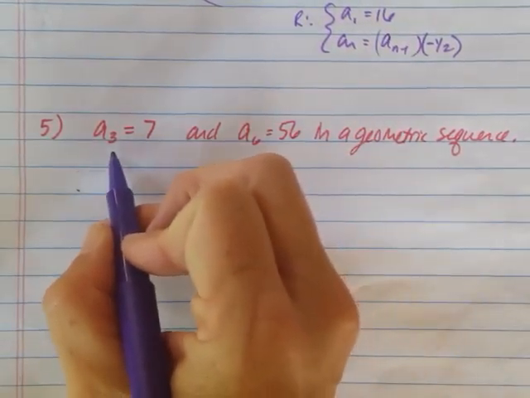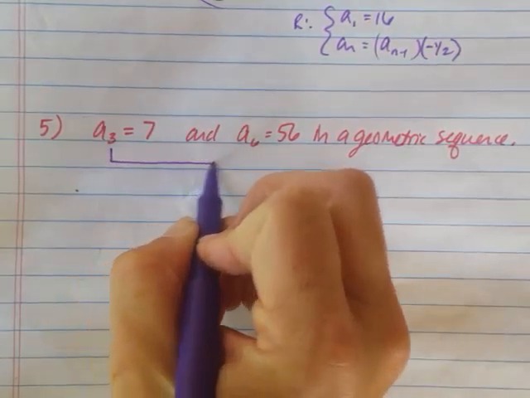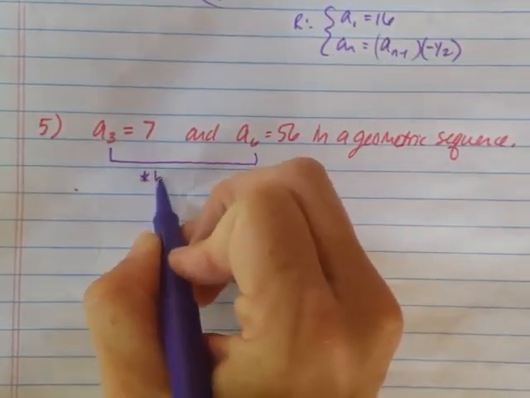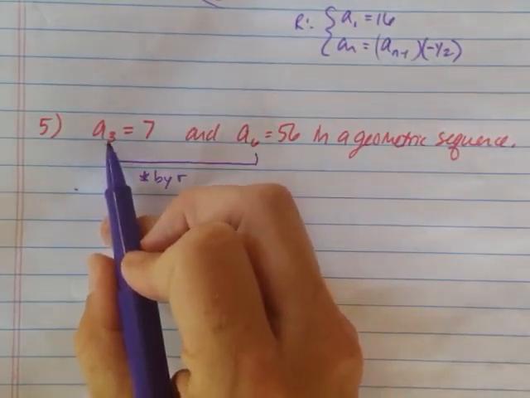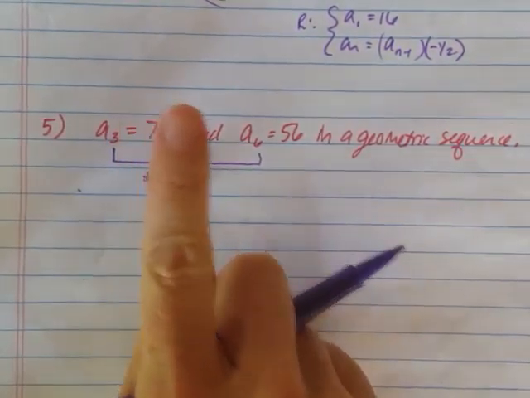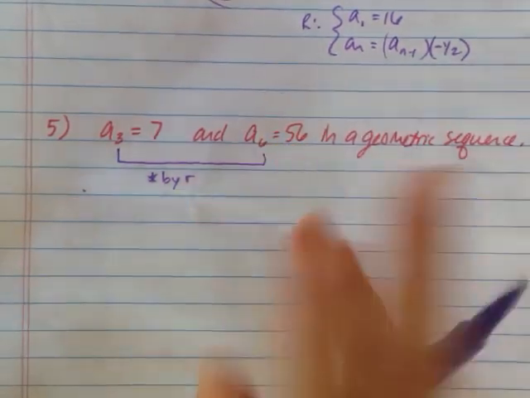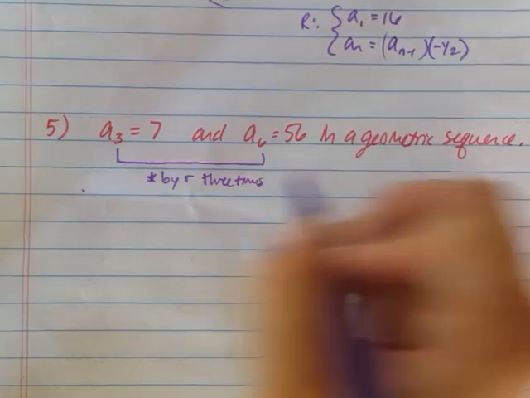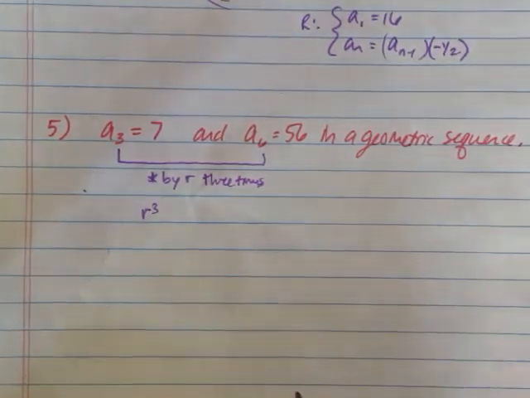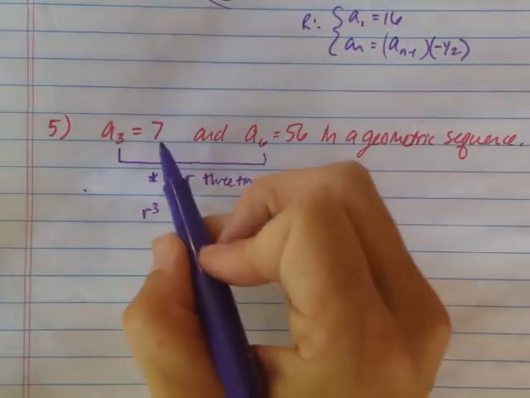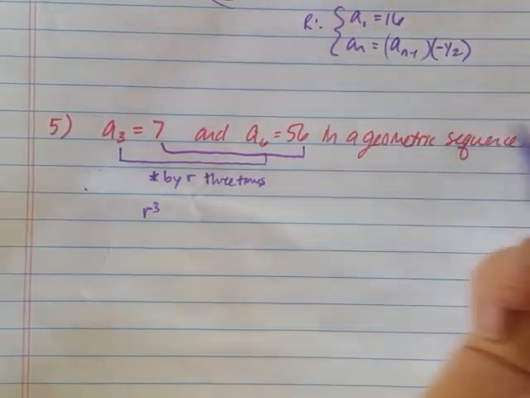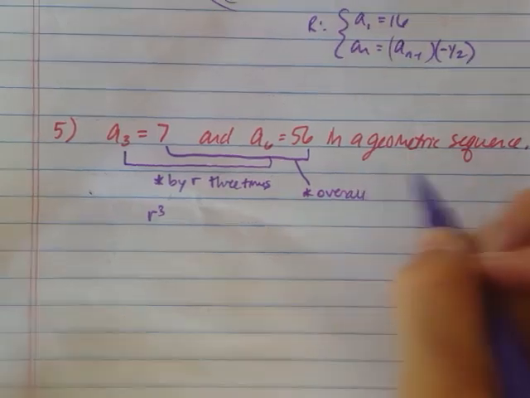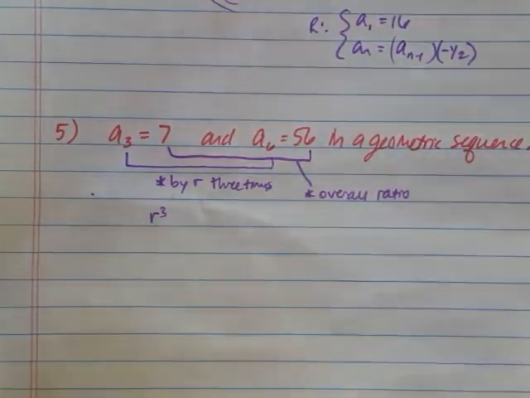So what I like to think of is how many steps we're taking. To get from the third term to the sixth term, I'm going to multiply by r: third to the fourth, to the fifth, and to the sixth. I'm going to multiply by r 3 times, which means I'm really working with r cubed. And then I also like to look at the ratio of the two actual term values, and I call this an overall ratio of the given two terms.